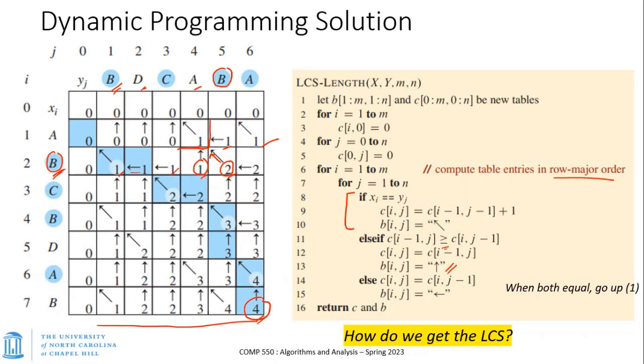Yes, Logan. Yes, so this is in fact a matrix. So C and B are two-dimensional matrices, integer matrices.